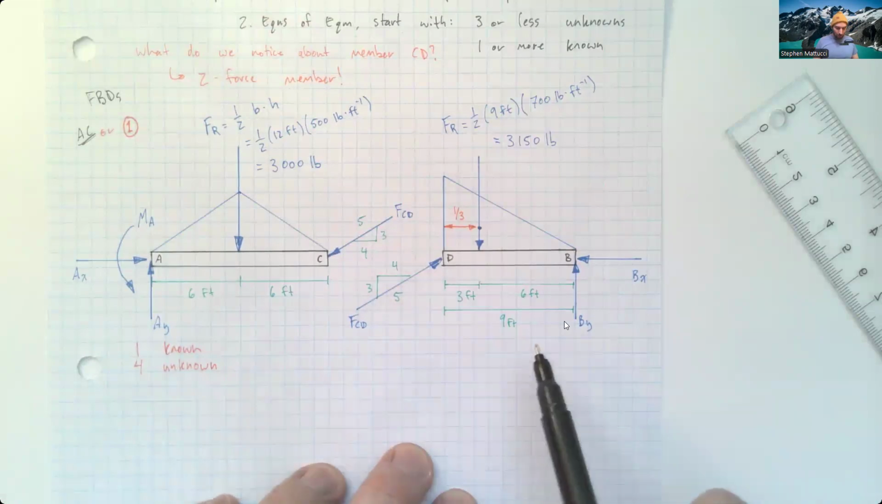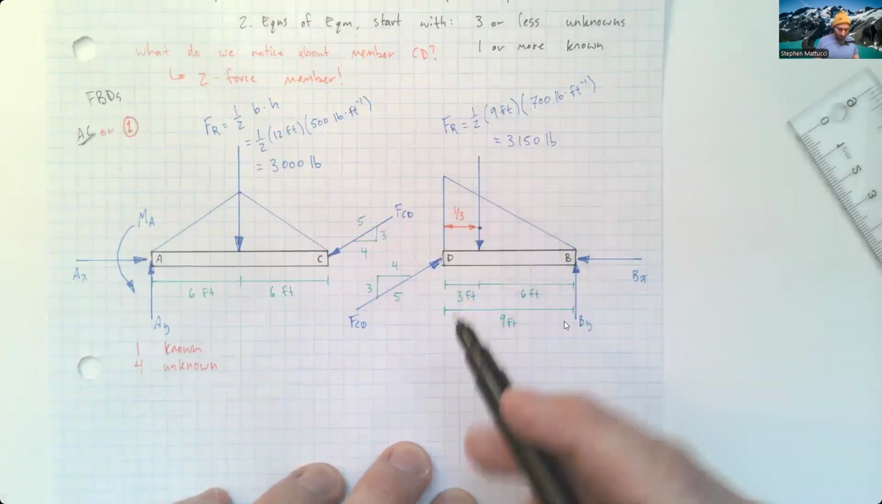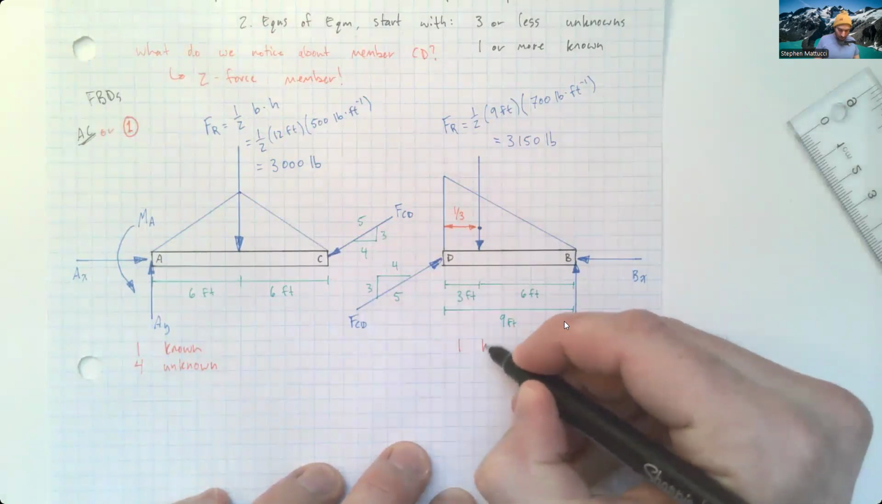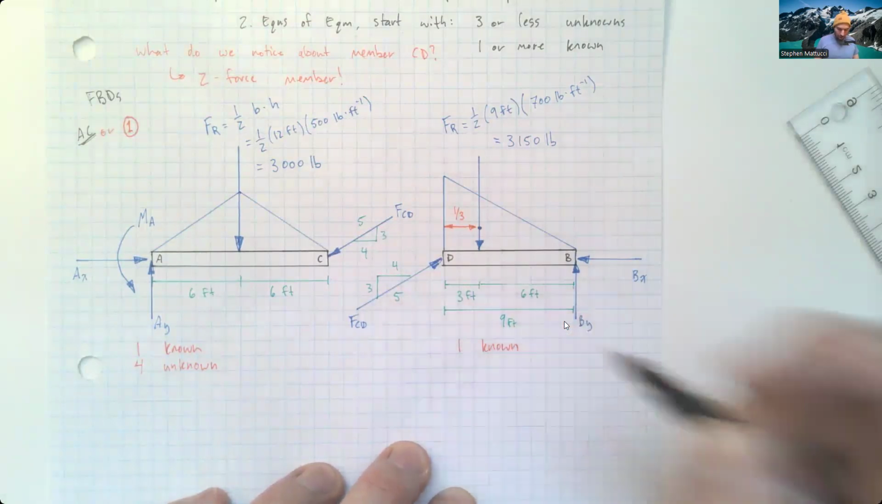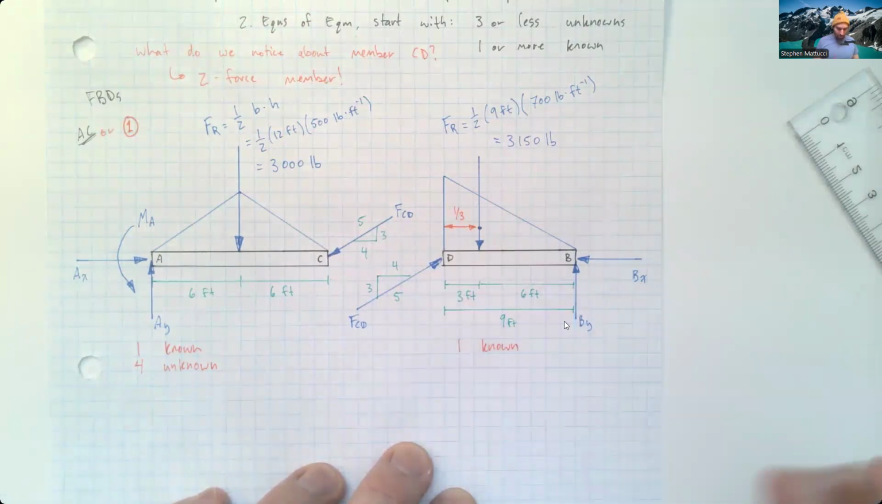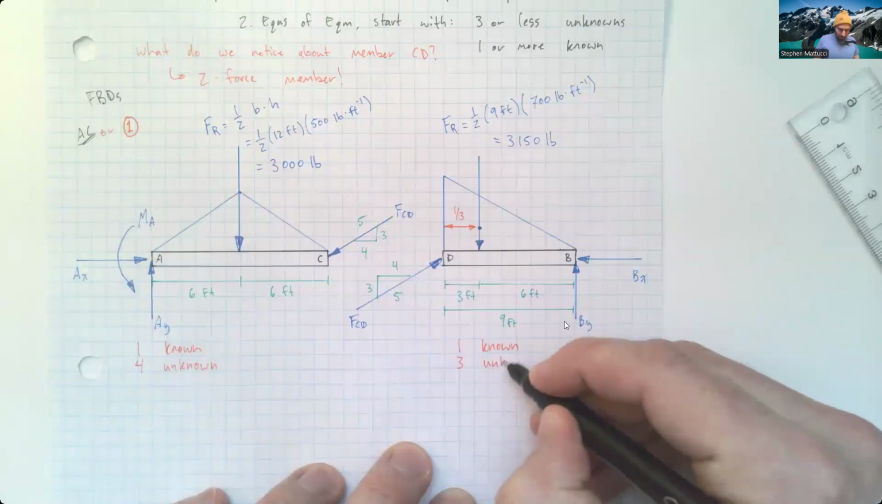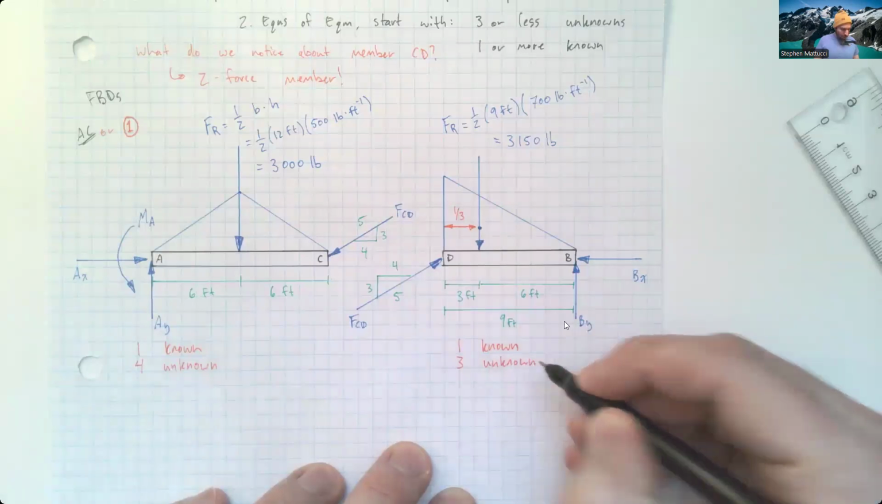So let's look over here on this other side. We've got our resultant force 3150, so we have one known. And if we count our unknowns, we've got FCD, BX, BY, which means we have 3 unknowns.